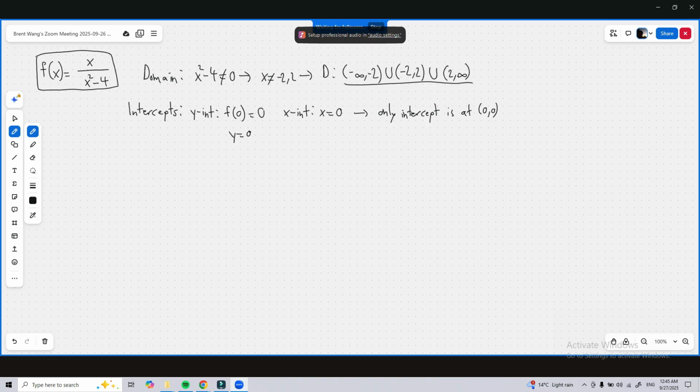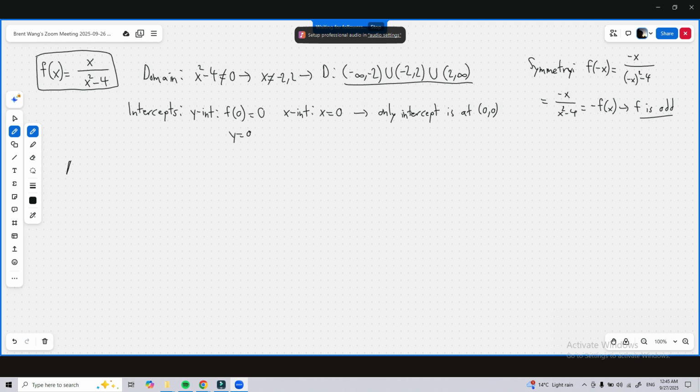Symmetry. So let's see what f of negative x is equal to. F of negative x equals negative x over negative x squared minus 4. This is equal to negative x over x squared minus 4, which is equal to negative f of x. So this function is odd, meaning it's symmetrical around the origin.